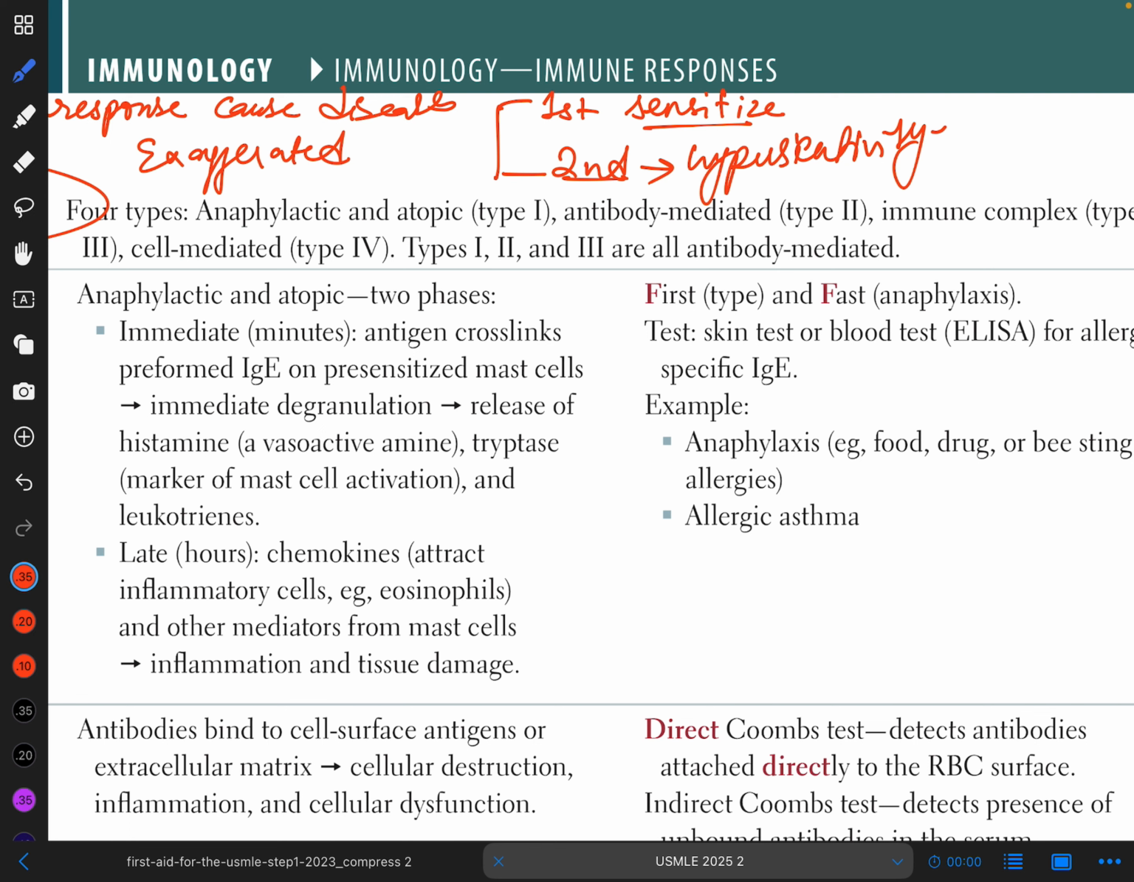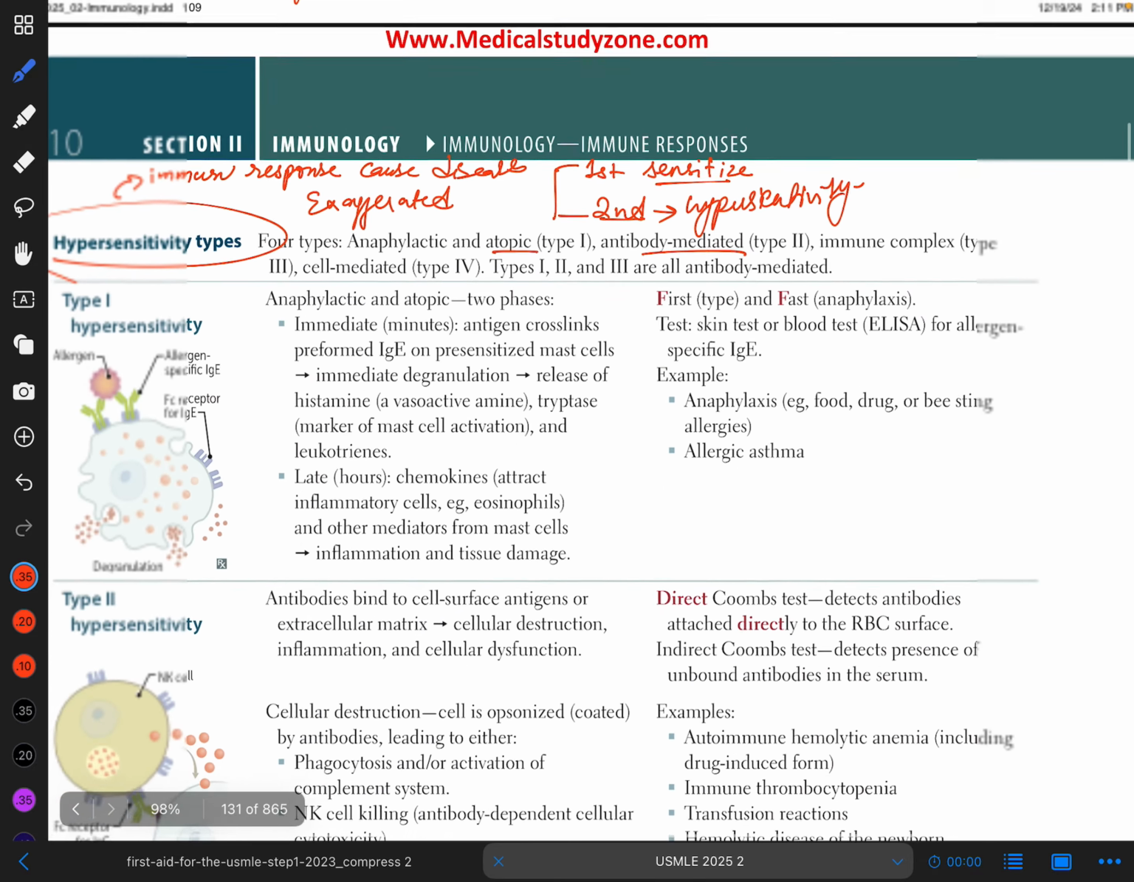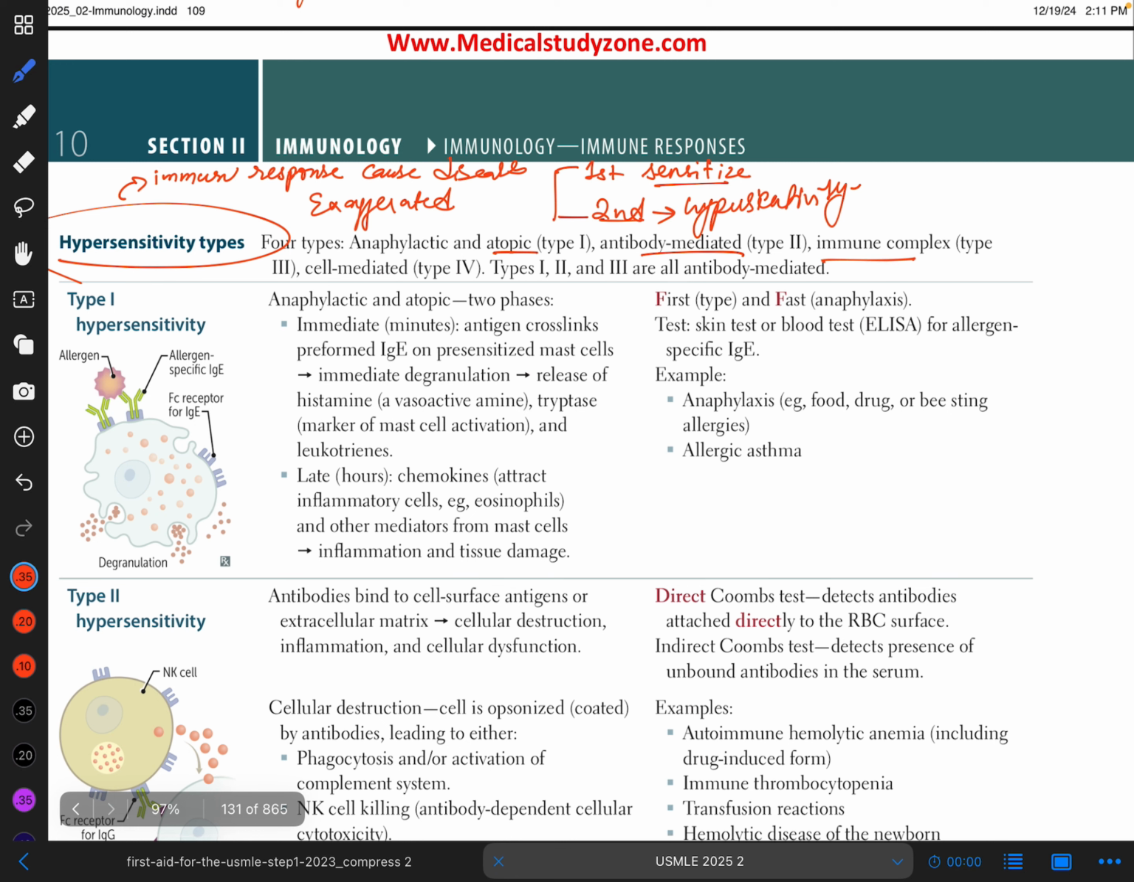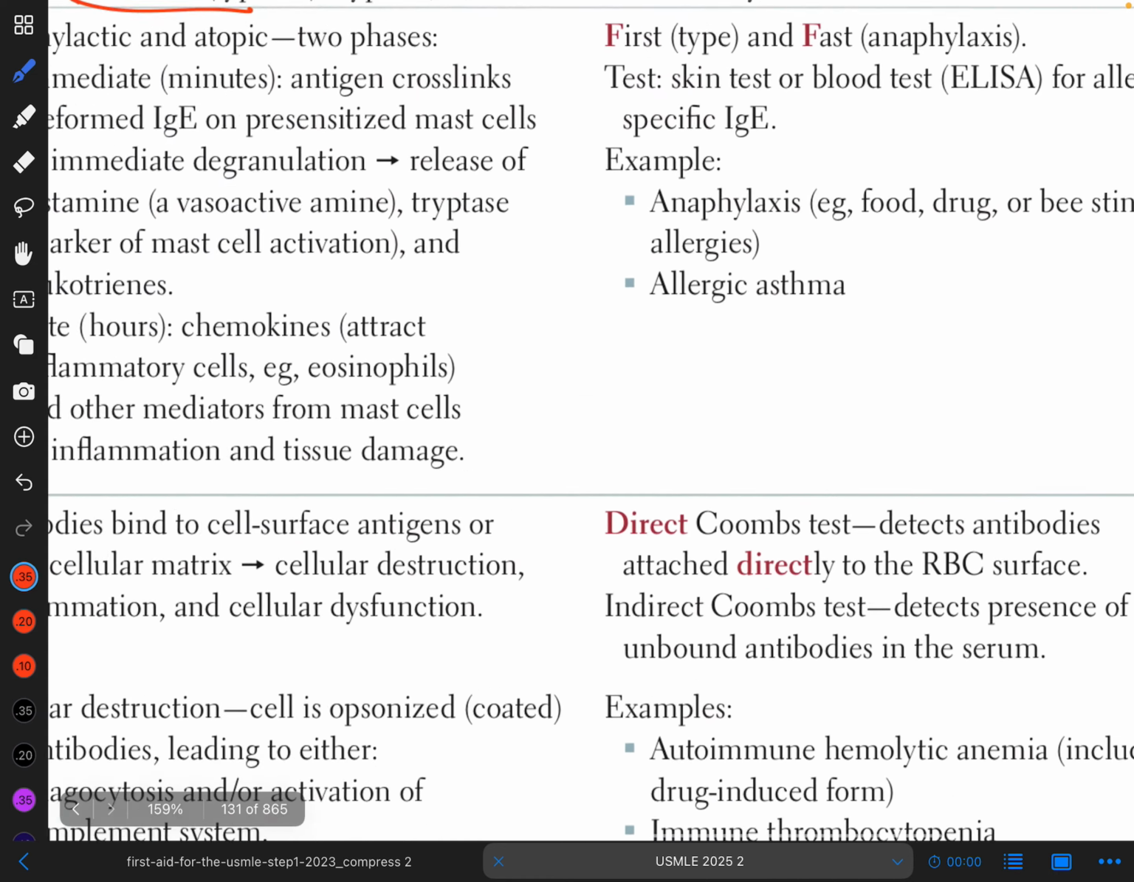The symptoms come from an overreaction of the immune system, and there are four patterns of underlying immune response: types 1, 2, 3 and 4. There are four types: anaphylactic and atopic type 1, antibody-mediated type 2, immune complexes type 3, and cell-mediated type 4. First we are going to talk about type 1. Type 1 is an immediate reaction to an antigen, occurring within minutes, and it can be caused by pollen, pets, and so on. It involves preformed IgE antibody from a primary exposure.